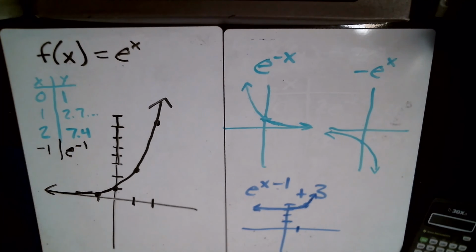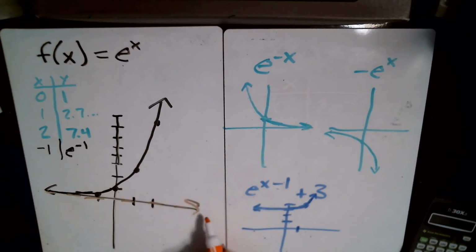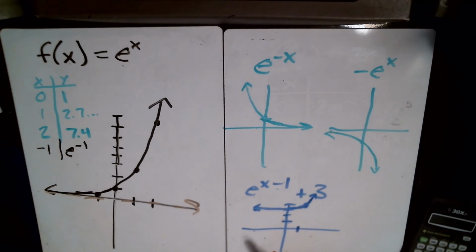Notice these do have a horizontal asymptote, like most exponential functions do. Like this one, we've got a horizontal asymptote here on the x-axis. These ones also have horizontal asymptotes on the x-axis. This one has a horizontal asymptote up at 3, right? Because it got moved up 3, and that's where it would be. Okay. So that gives you an idea of how you graph e to the x. It's basically the same as our regular exponential functions, just with this particular number e.